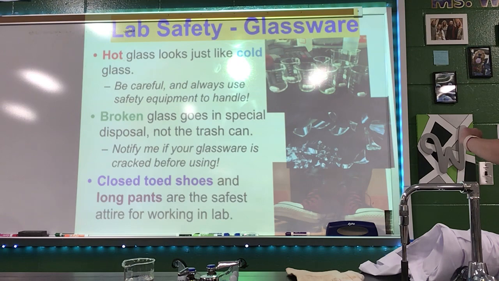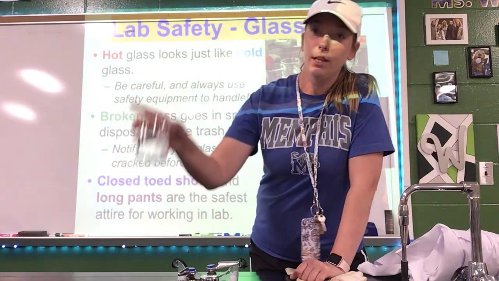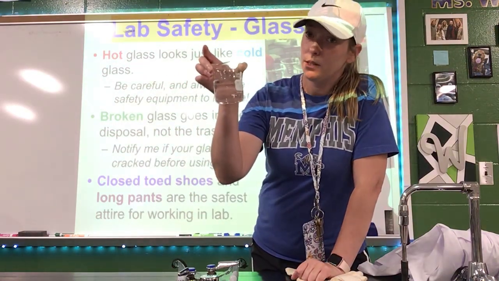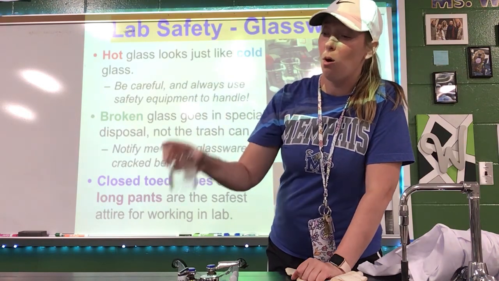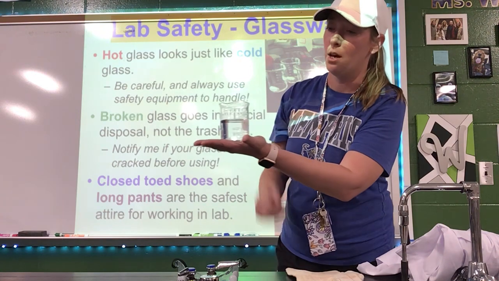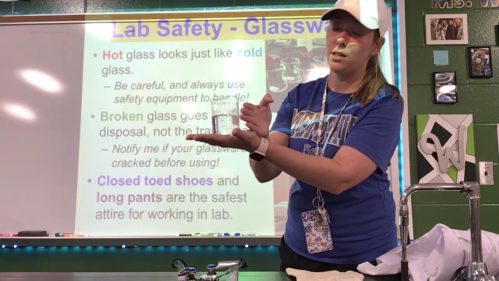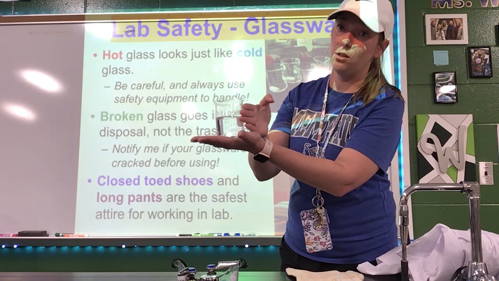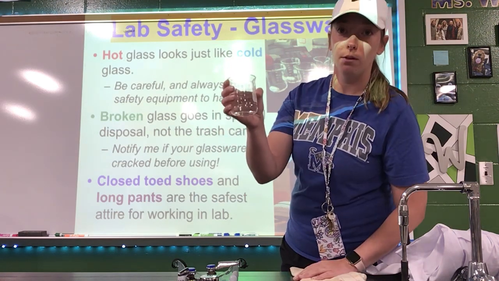Glassware. Hot glass looks the same as cold glass. When you have a piece of glassware like this, you have no idea what the temperature is. It's not like metal when it's going to turn red because it's hot. Always assume it's hot. So what you're going to do, if this was sitting on a table, you would just put your hand to the side of it and that'll allow you to feel the heat coming off of it. If there is no heat, you should be able to get closer and closer to be able to touch it, and then you're good to pick it up with your hands.